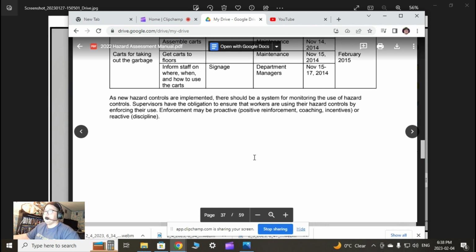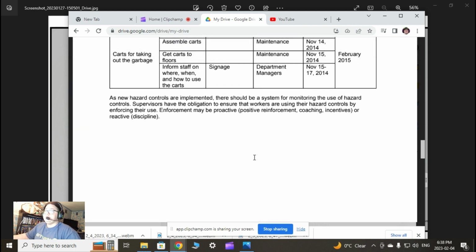As new hazard controls are implemented, there should be a system for monitoring the use of hazard controls. Supervisors have the obligation to ensure that workers are using the hazard controls by enforcing their use. Enforcement may be proactive, positive reinforcement. Hey, buddy, good job for not standing on the top rung of the ladder. Coaching or incentives. Bribery is good. Or reactive, discipline. Shame, shame, shame.